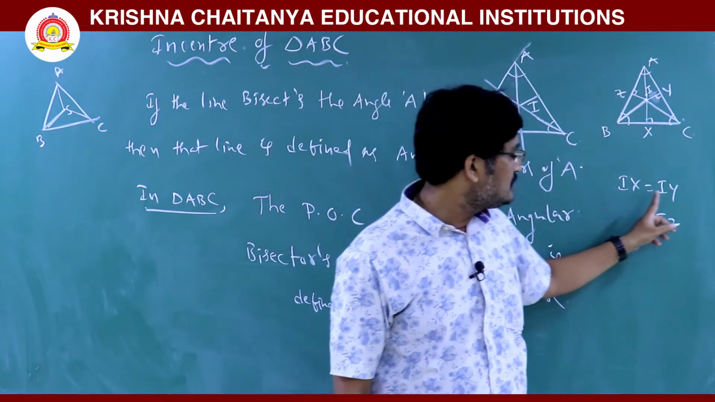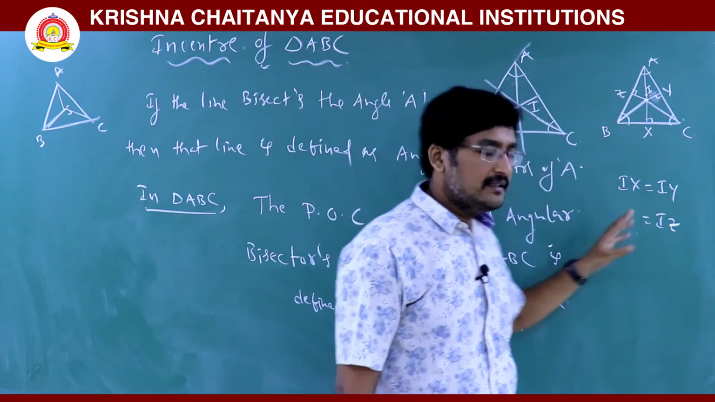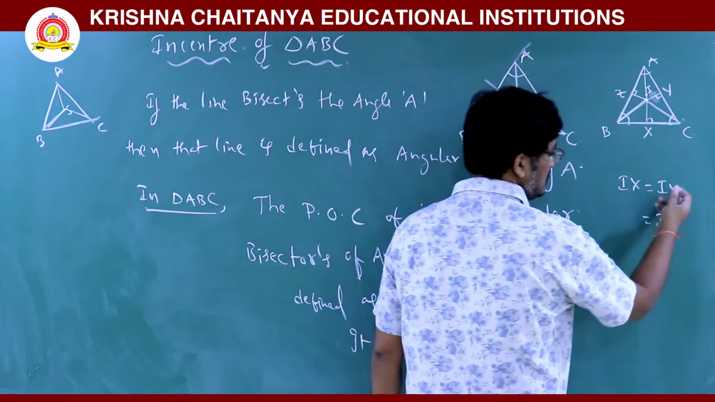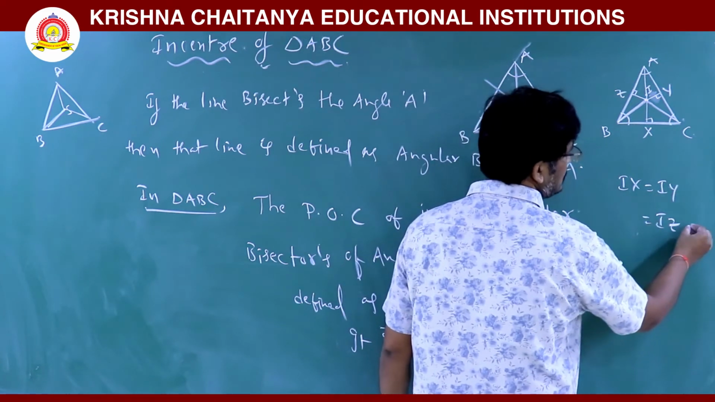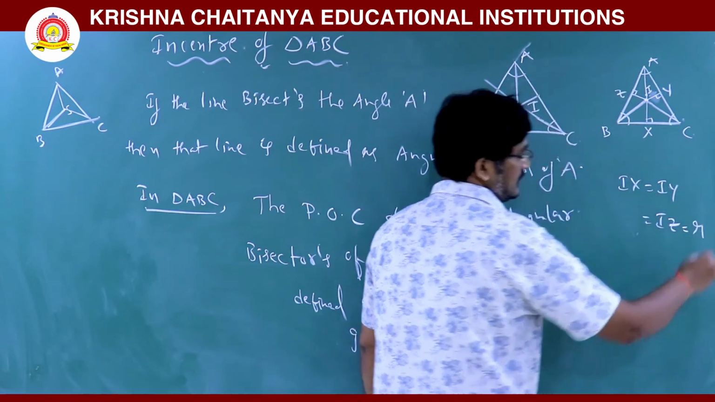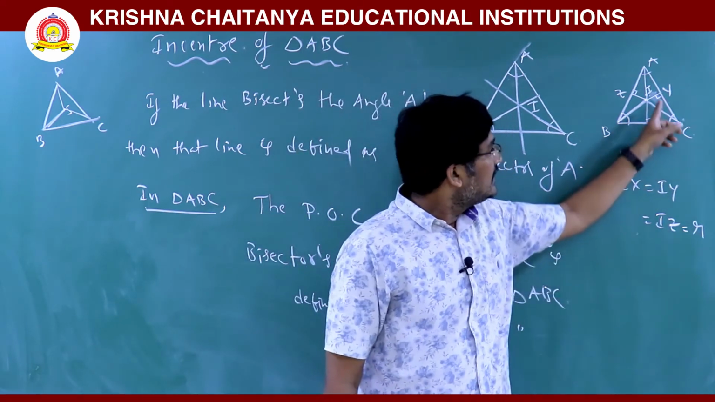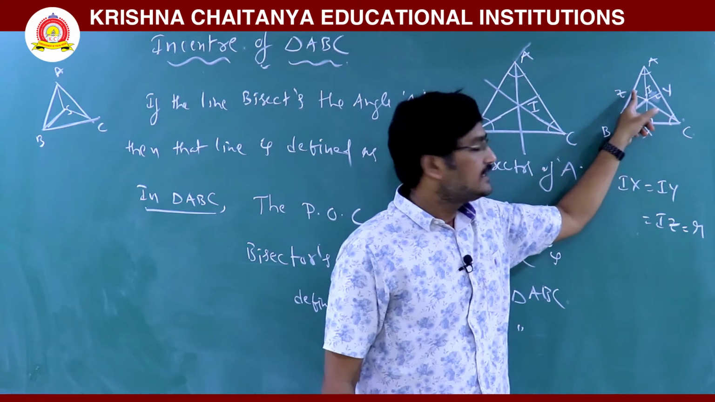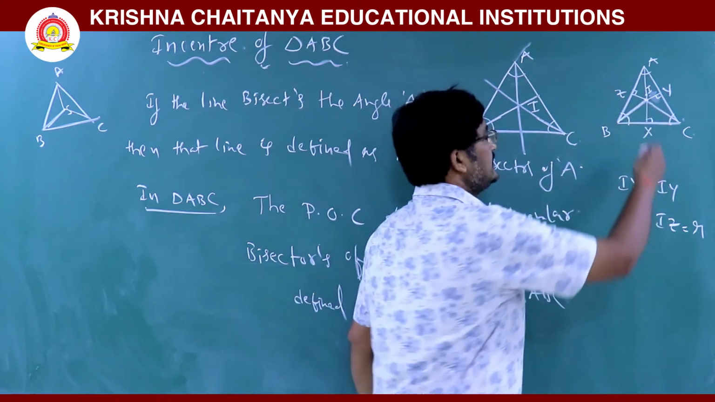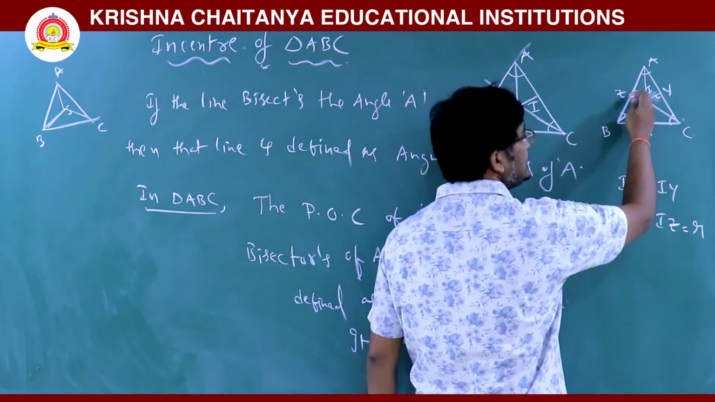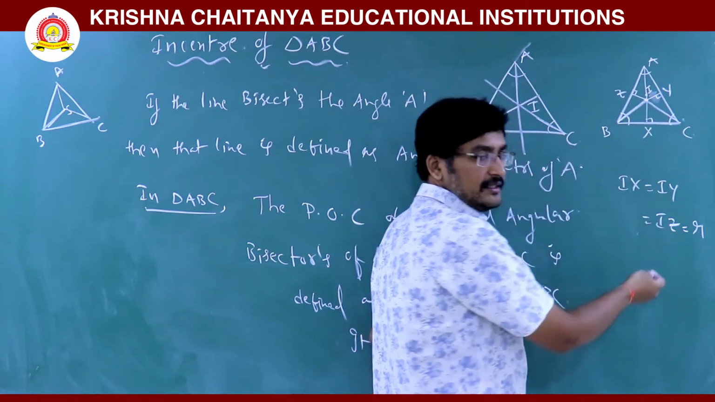So IX equals IY equals IZ. Let IX equals IY equals IZ equals, suppose, small r. I am taking this one as small r. This length, this length, this length: IX is r, IY is r, IZ is r. That is the meaning.